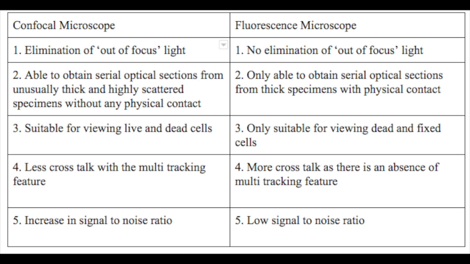Lastly, the confocal microscope has an increase in signal-to-noise ratio. This results in a strong image signal and provides a higher resolution image. However, the fluorescence microscope has a low signal-to-noise ratio. This results in a weak image signal and provides a lower resolution image.